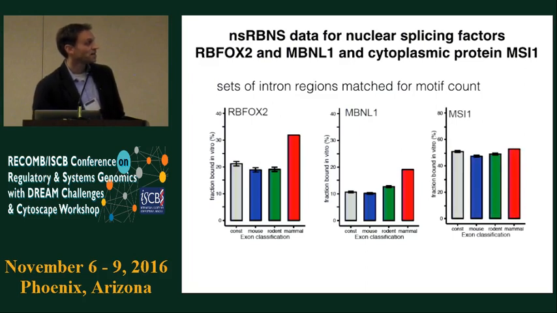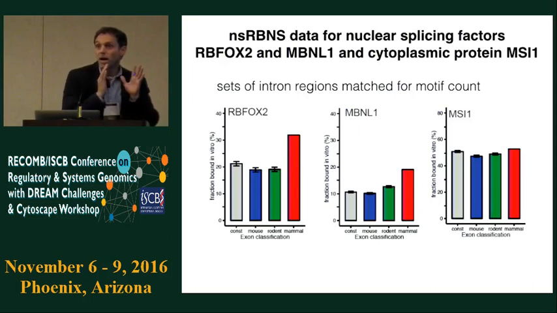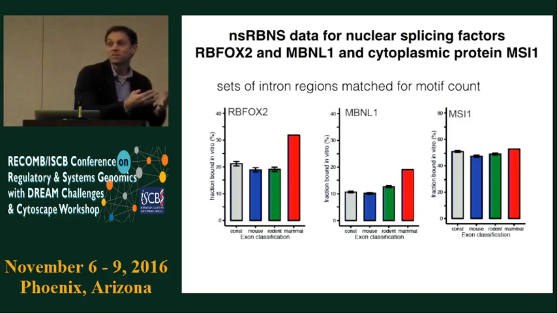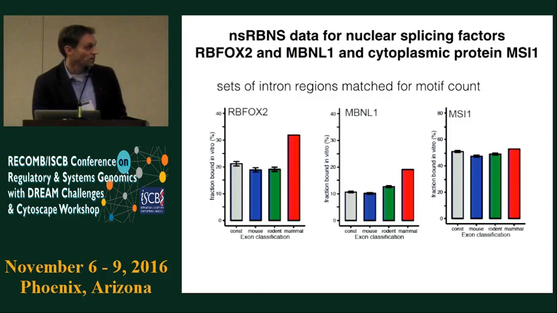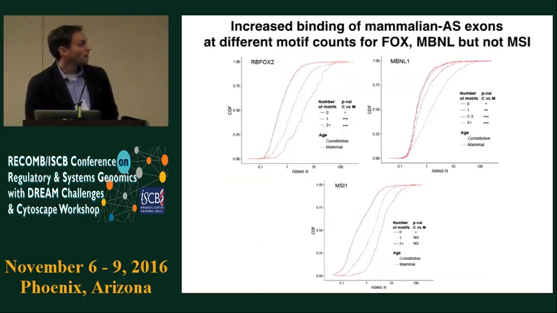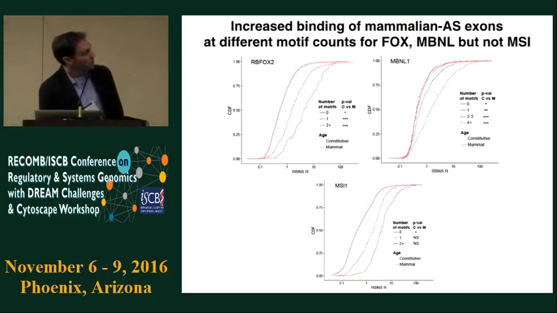So it suggests that it's not just perhaps a greater accessibility or something like that that's evolved. It's perhaps greater accessibility of sites for specific alternative splicing regulatory factors that may have been selected for. Okay. All right, so when you look at these natural sequences that have different numbers of binding sites, you see a shift toward the right. So going from 0 to 1 to 2, you get more binding. But when you look at the mammalian-wide alternative exons, the shift is greater for both FOX and muscleblind. So each site is more likely to give you binding compared to Musashi shown here.